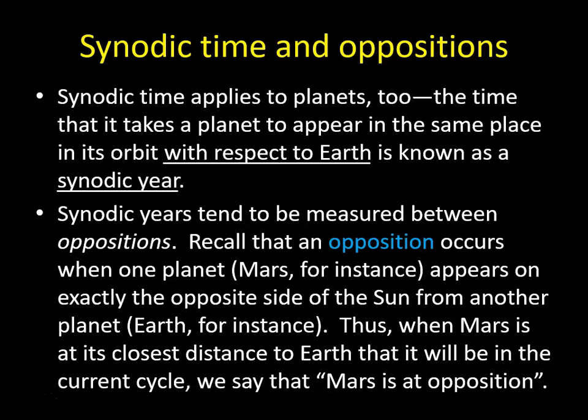So when Mars is at, or at least near, its closest distance to Earth, remember Mars's orbit is elliptical, so the closest distance doesn't correspond exactly to an opposition, but we say that Mars is at opposition when it's at the opposite side of Earth from the Sun. Opposition, opposite side. Well, of course, when our moon is at, quote, opposition, that's a full moon.